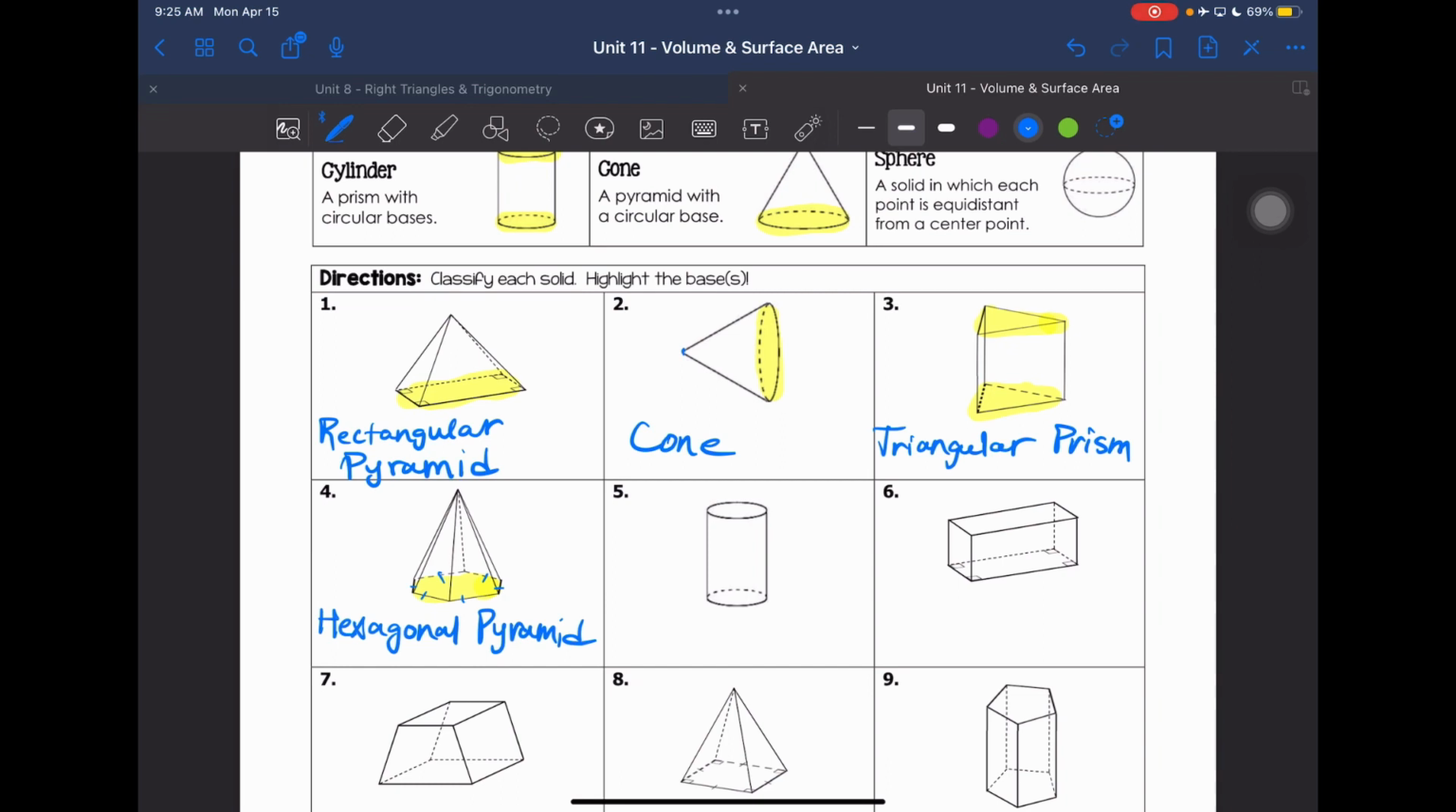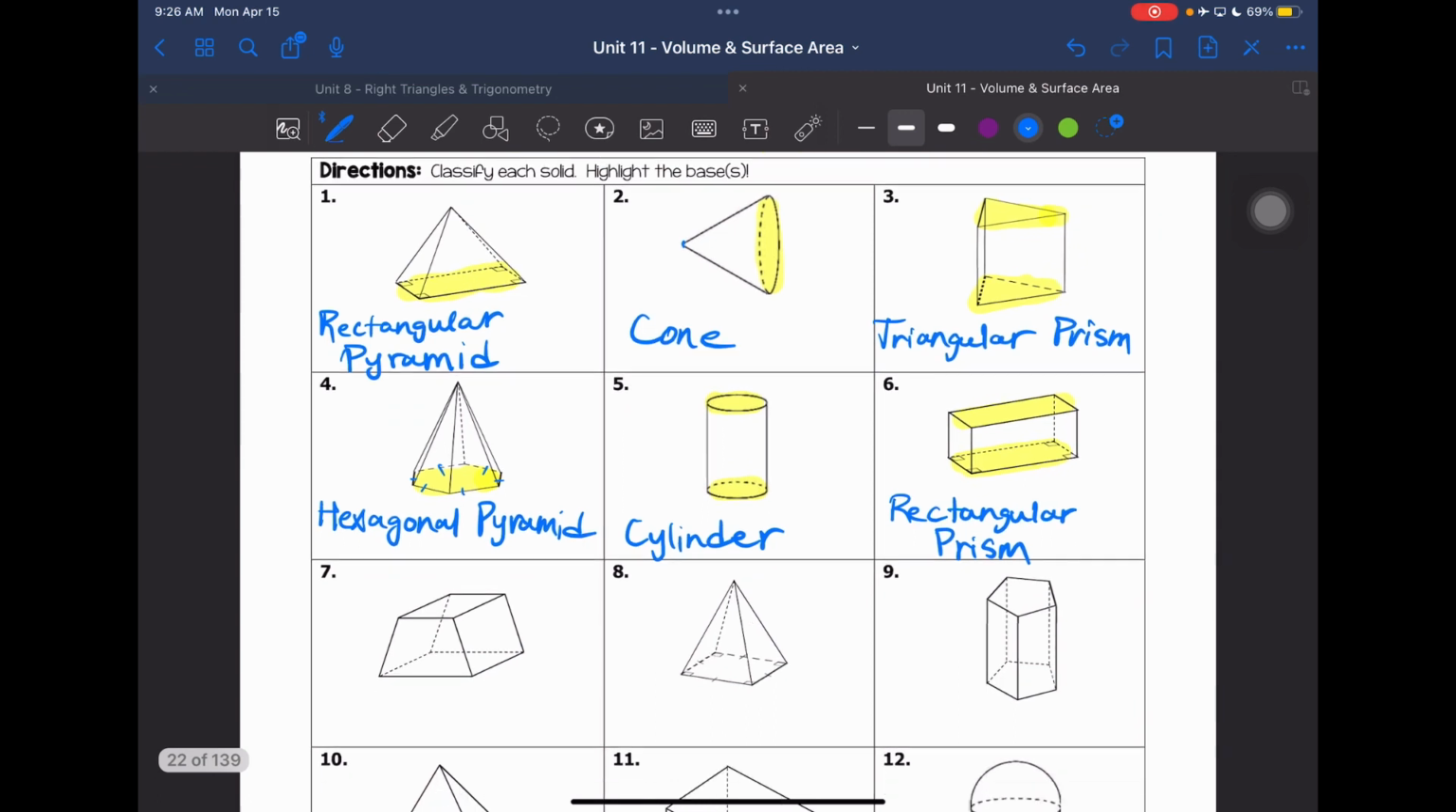Number 5, I can tell that it has a circle on the top and a circle on the bottom, which means that this is a cylinder. Number 6, I can see that there's a rectangle on the top and a rectangle on the bottom. Those would be the bases, which means that this is a rectangular prism because there's two bases. If there was only one base, then it would be a pyramid.